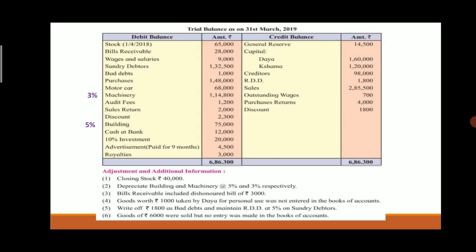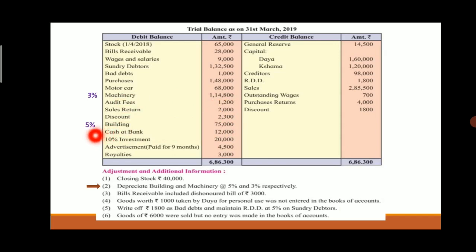Let me show you how depreciation is given in the trial balance. Children, in the second adjustment, they have given that depreciate building and machineries at 5% and 3% respectively. So where are our machinery and building? Here are the machinery and building in the trial balance. The cost of machinery is 1,14,800 and the building is 75,000.